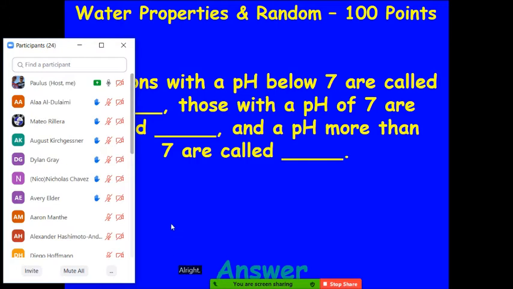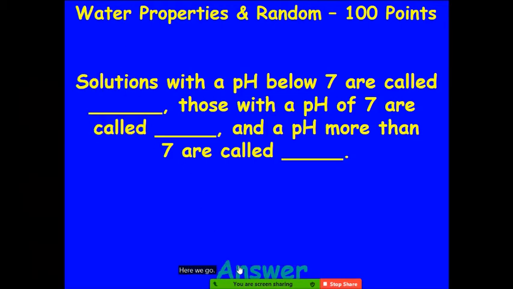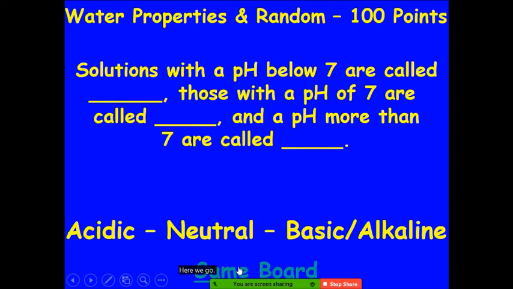All right. This is an easy one. Below 7, above 7. Remember, there are two different terms that we can use for solutions that are above 7. All right, here we go. Below 7, acidic. Equal to 7, neutral. Above 7, basic or alkaline.